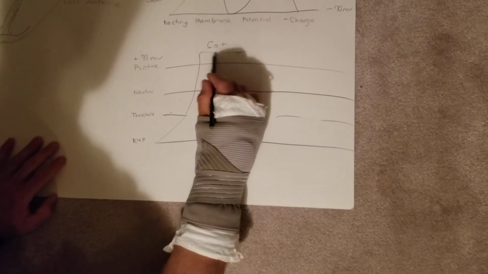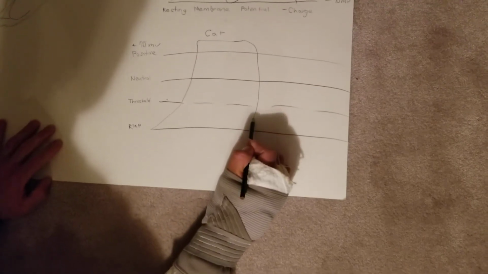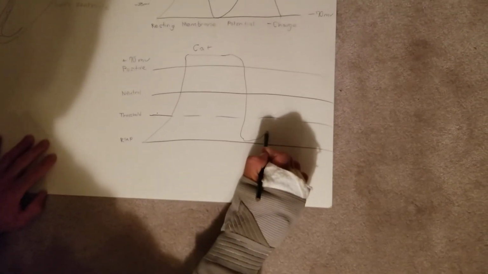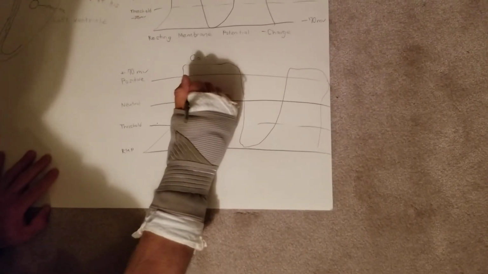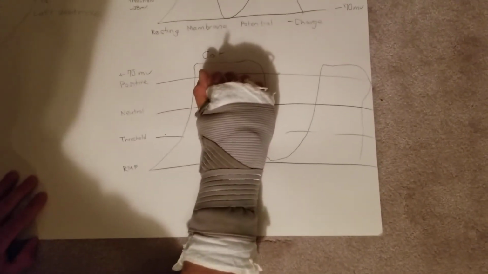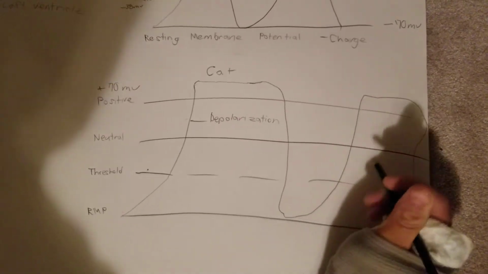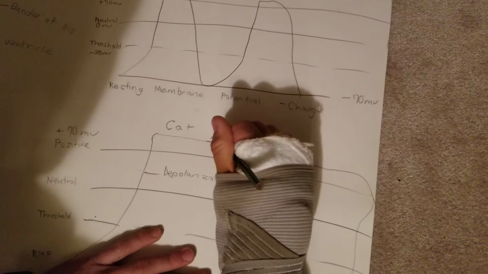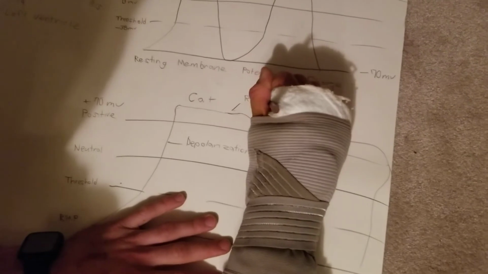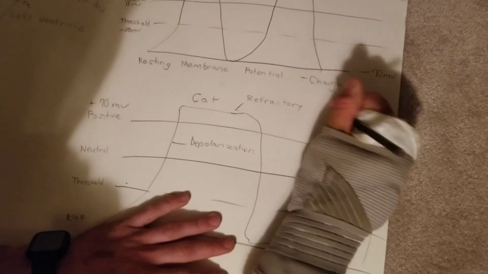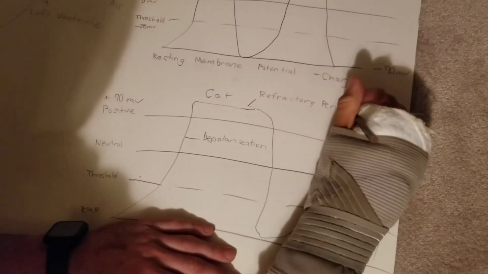So this calcium keeps these sodium channels open until we repolarize, and then it happens again, and then we repolarize. So this is depolarization. And this is the refractory period, or plateau.